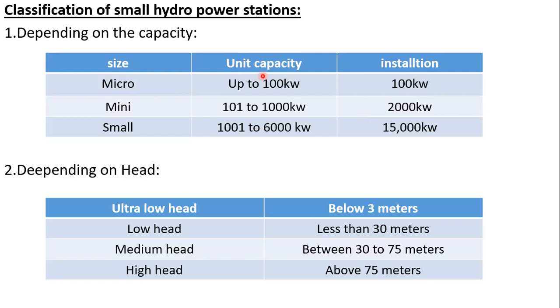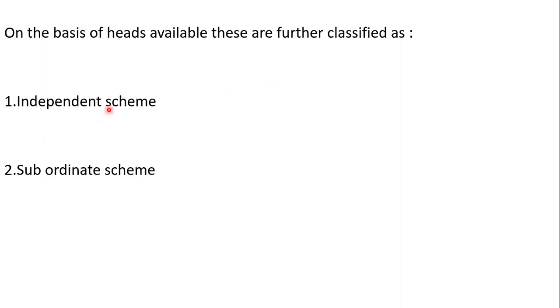Okay, and the above mentioned will be varying from country to country on the basis of heads available. Small hydel schemes, that is mini or micro and small, may be further categorized as independent scheme and subordinate scheme. So depending upon the heads available, these small hydel schemes are further classified into two types. First one is independent scheme and second one is subordinate scheme.